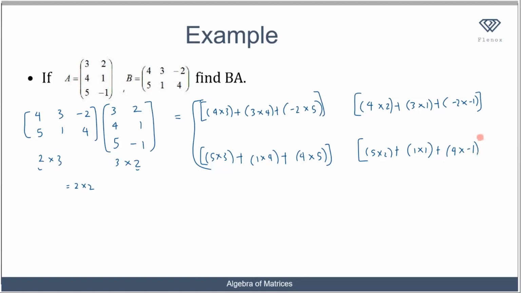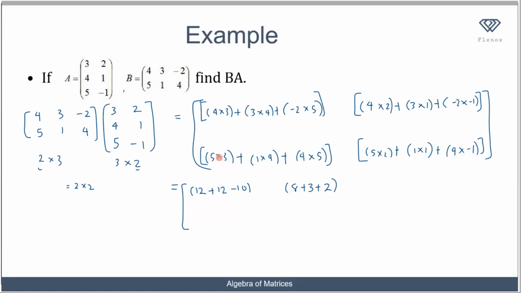And what is that going to be? So when I try to simplify it, what is going to be? 4 times 3 is 12. 3 times 4 is 12. And minus 2 times 5 is minus 10. Over here, I'm going to have 4 times 2 is 8. 3 times 1 is 3. Minus 2 times minus 1 is plus 2.